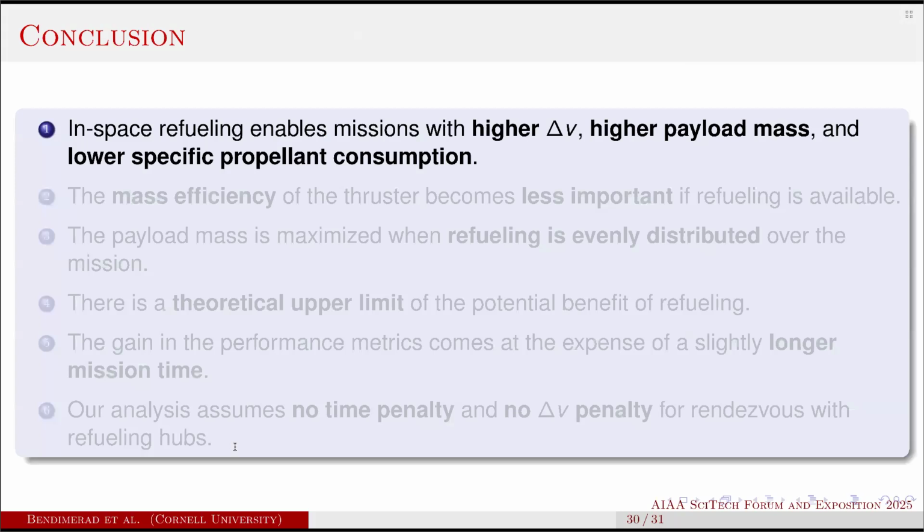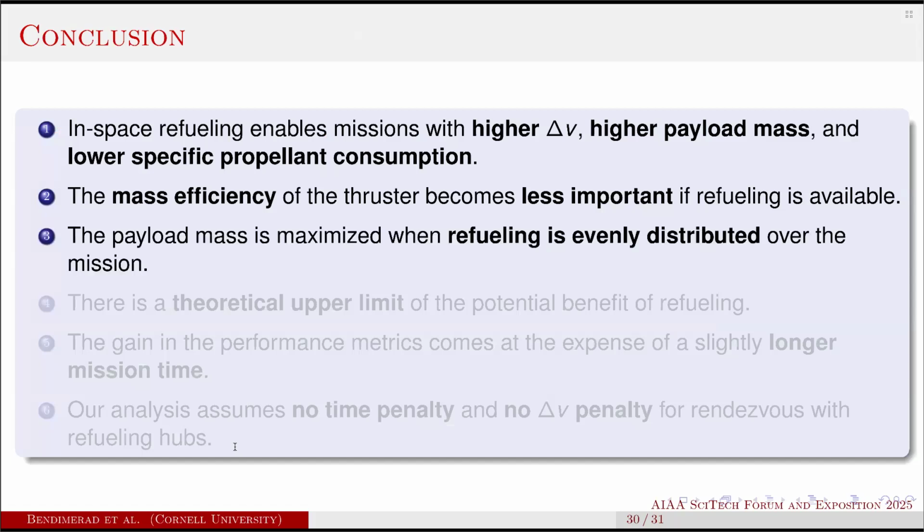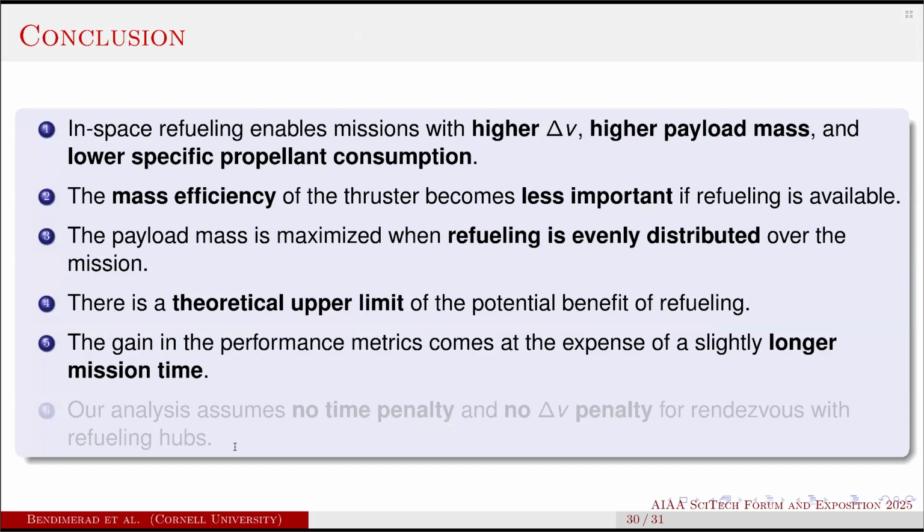So for conclusions, we have shown that in-space refueling enables missions with higher delta V, higher payload mass, and lower specific propellant consumption. We have also shown that the mass efficiency of the thruster becomes less important if refueling is available. We also showed that the payload mass is maximized when refueling is evenly distributed over the mission, and that there is a theoretical upper limit of the potential benefit of refueling, and also that the gain in the performance metrics comes at the expense of a slightly longer mission time.